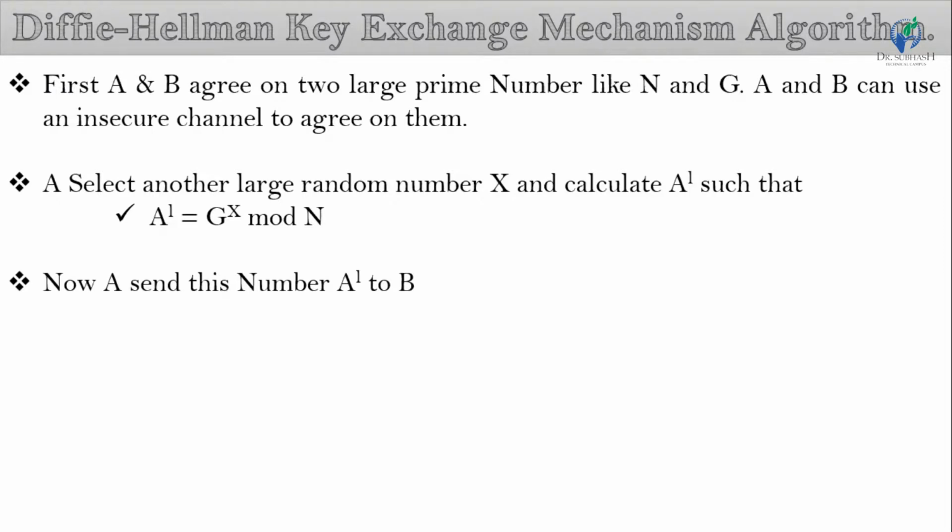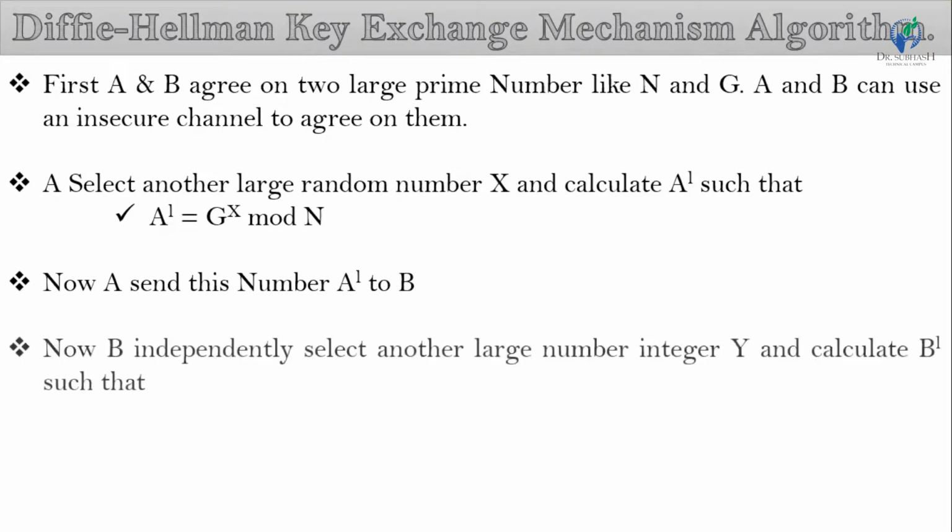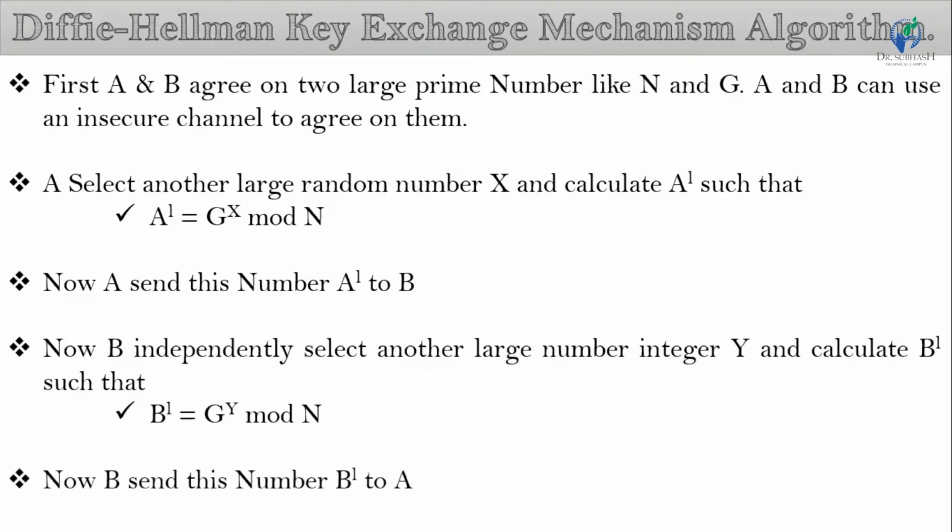Now the next step is, B independently selects another large integer y and calculates B dash such that B dash is equal to g raised to y mod n. Now B sends this number B dash to A.